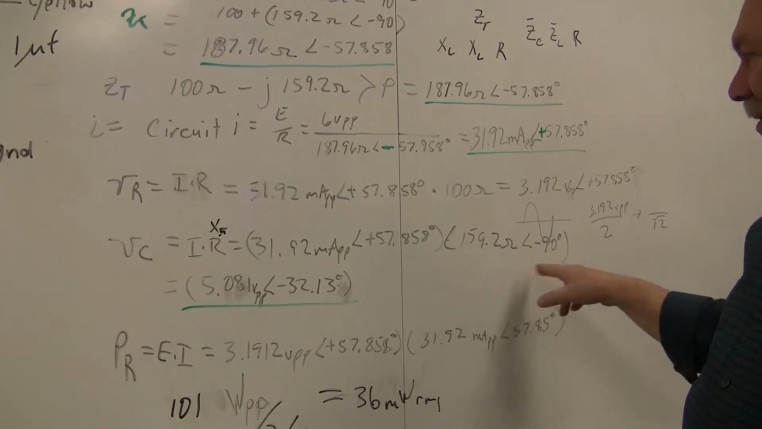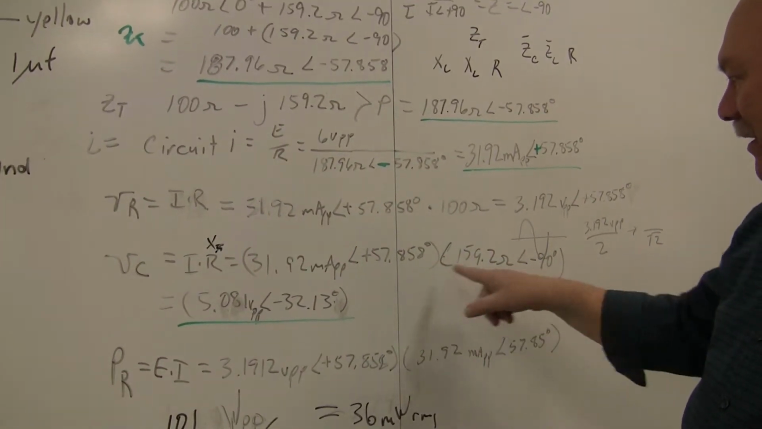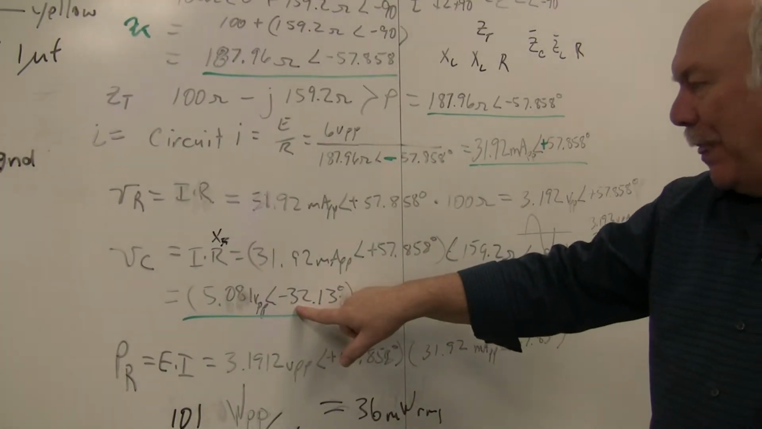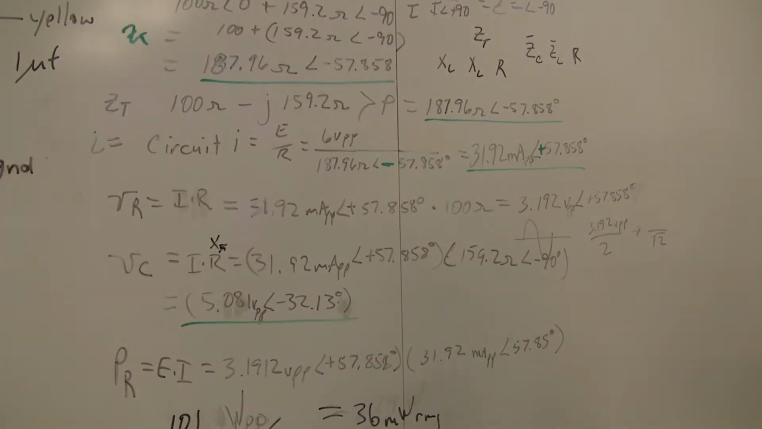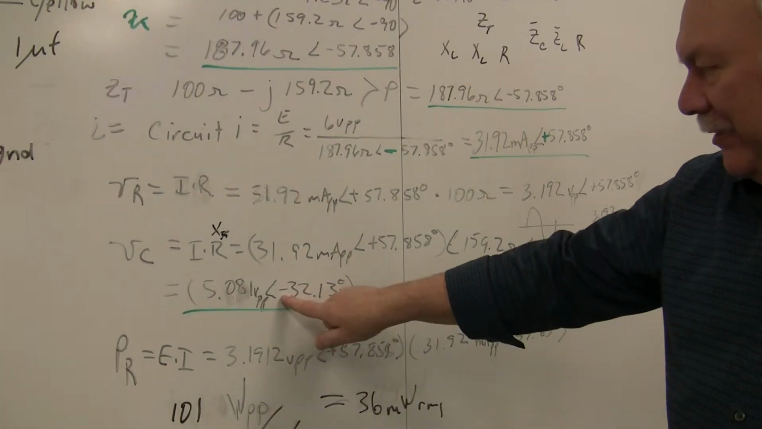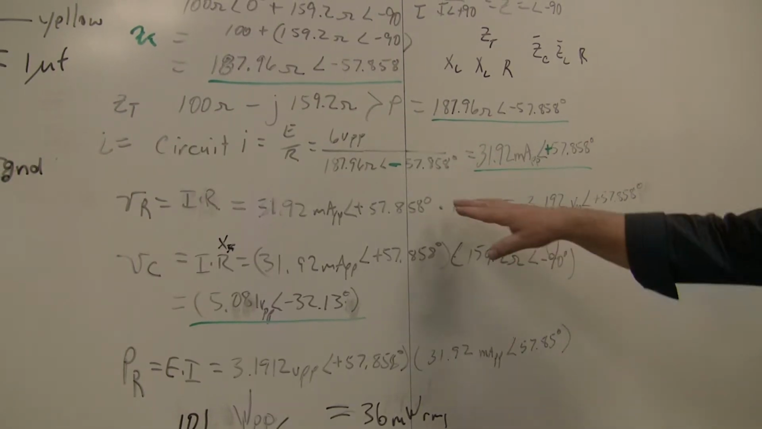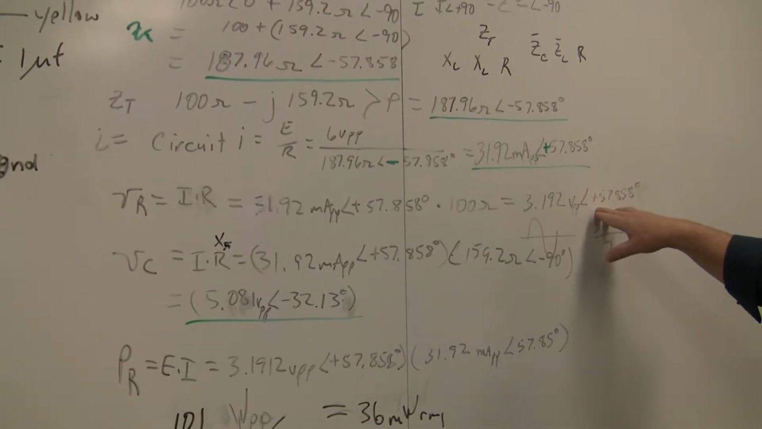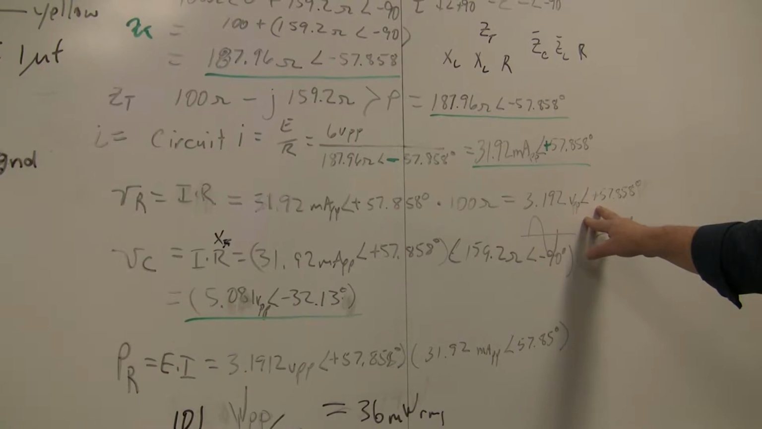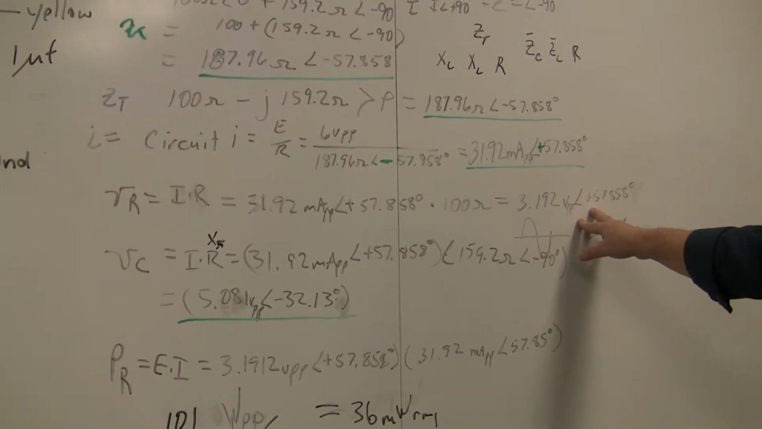Wait a minute, what are you doing? That one and this one. It's kind of subtracted them too, didn't we? So we end up with 32.13 degrees. The voltage across the cap, and you notice that's negative, is different than the voltage across the resistor. Now, the voltage across the resistor is in phase with the current because the resistor has a 0 phase shift.